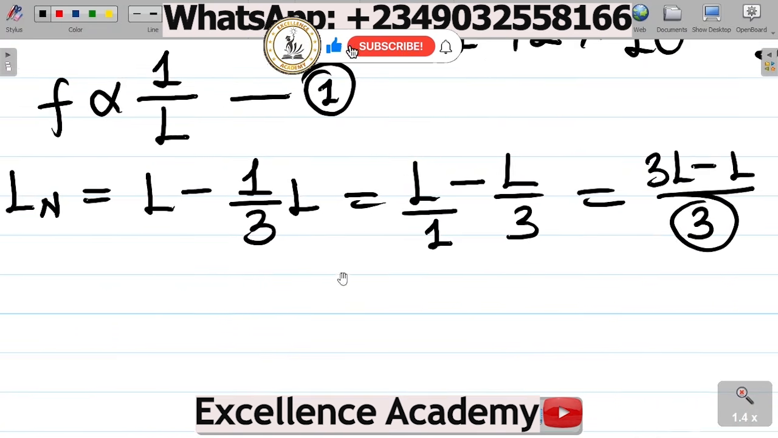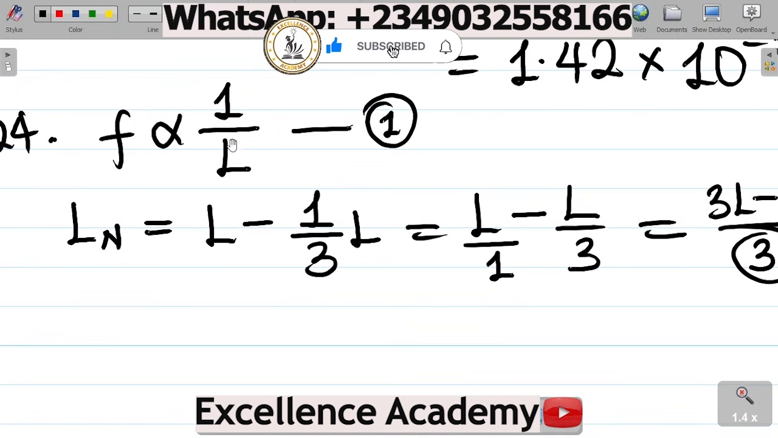All right. Now they said if the length was reduced by 1/3 of the length, what will be the new frequency?